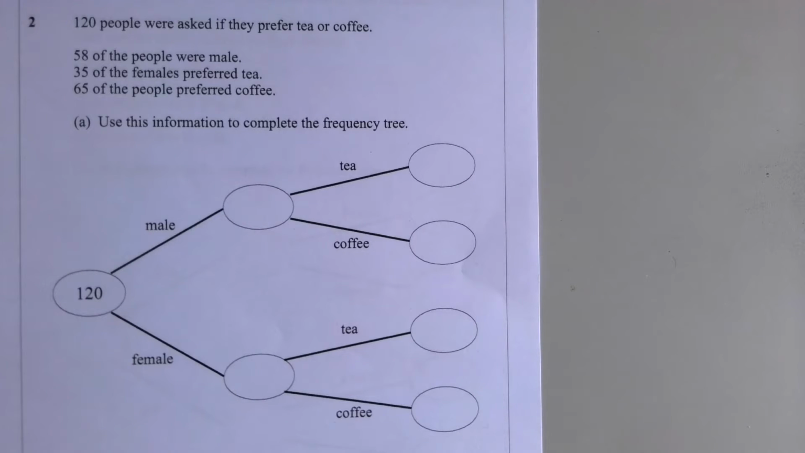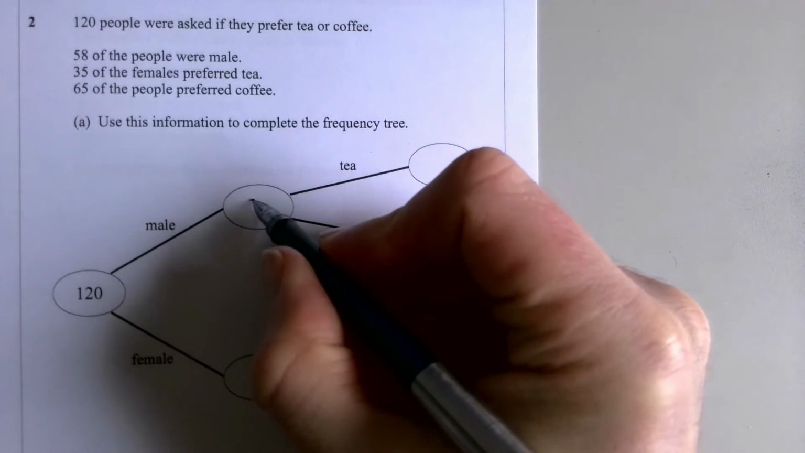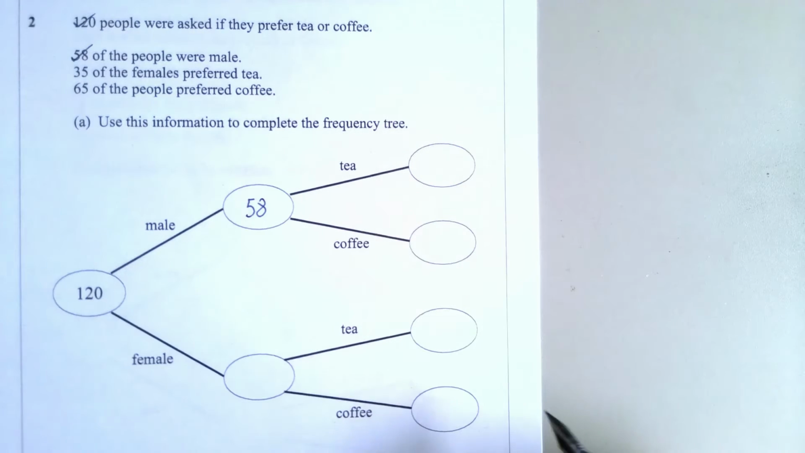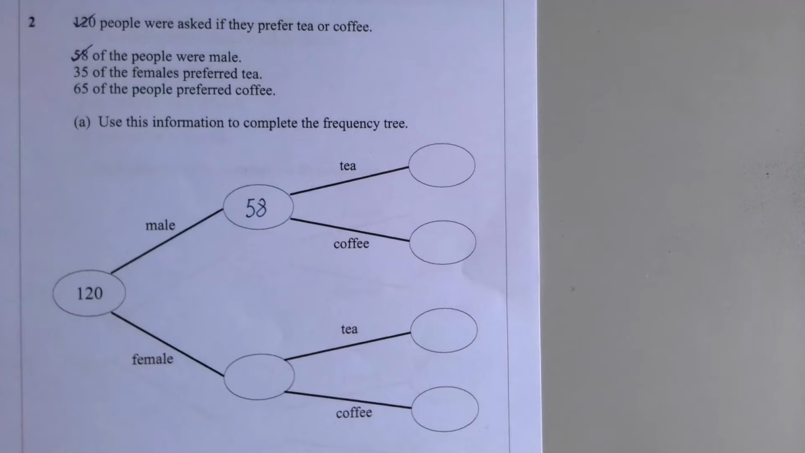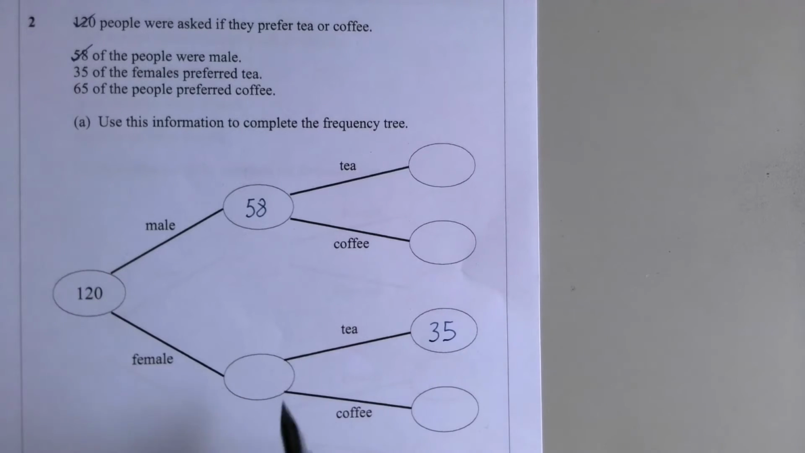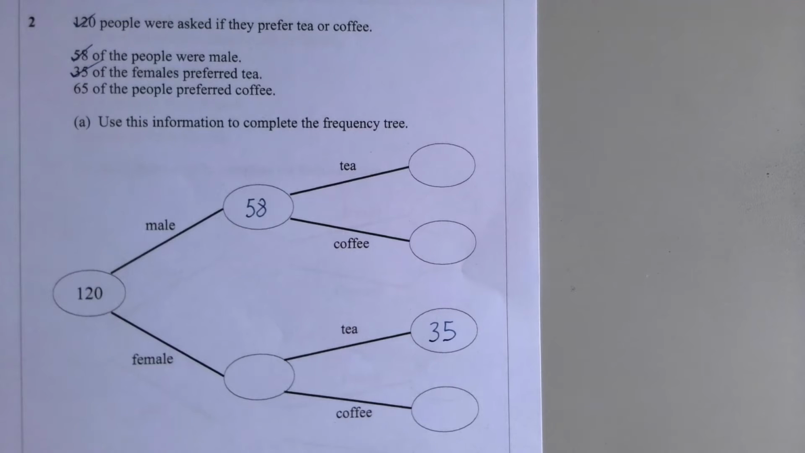So I know we've got 58 people who are male altogether. Well, we're splitting between male and female there, so that 58 will go just there. We've already used the 120. 35 of the females preferred tea. So these are all females here, and those that preferred tea are there. There's going to be more than 35 females, because some of them are going to prefer coffee. 65 of the people preferred coffee. Well, that's going to be in both of those. So the only one we can fill in now is female.